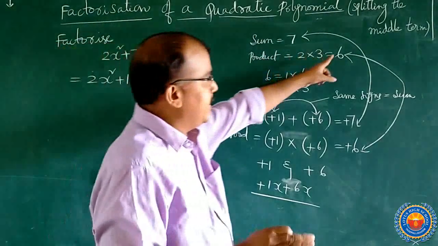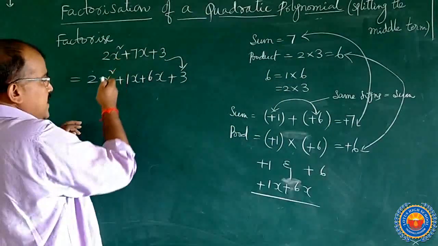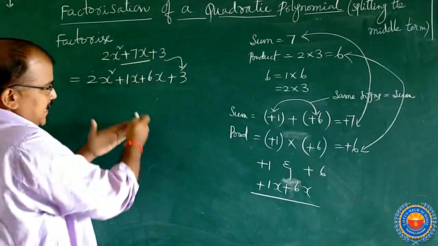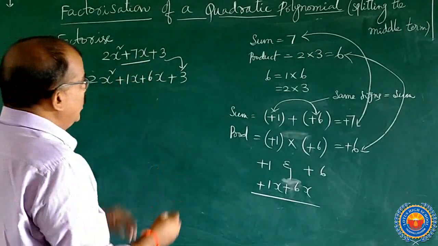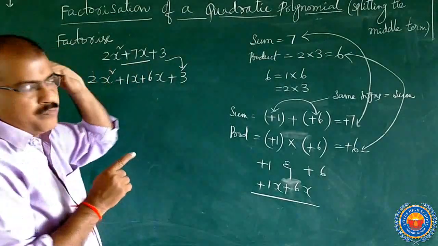So already I have taken product is equal to 6. Don't take that 6. Okay. So carefully, 2x square, splitting the middle term: plus 7x becomes plus 1x plus 6x. Splitting the middle term. If you check, plus 1x plus 6x is equal to plus 7x.